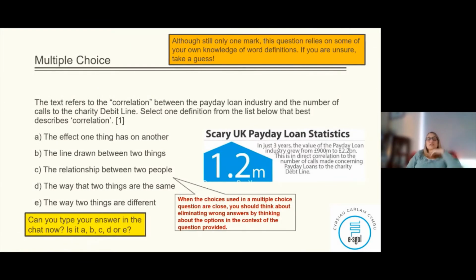Okay, the text refers to the correlation between the payday loan industry and the number of calls to the charity Debtline. Select one definition from the list below that best describes correlation. Now, please, try and have a go at this. It obviously relies on some of your own knowledge, even though it's a 1-mark question. It relies on your own knowledge of word definitions. But if you're unsure, then just take a guess. So I'm going to dare you now to type one of those letters into the chat, A, B, C, D or E. Okay, I'm going to give you 1 minute to do that.